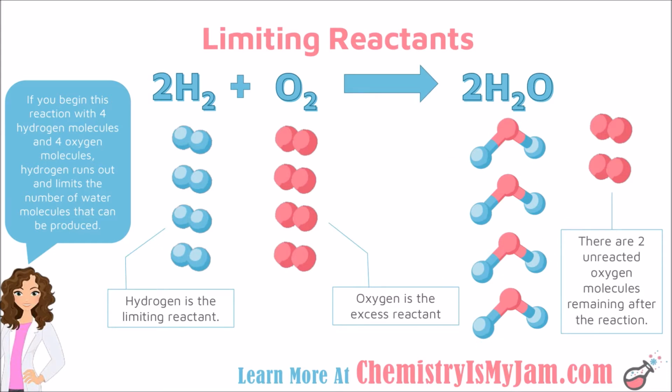The other thing that I notice is that there are 2 unreacted oxygen molecules after the reaction takes place. 2 of these guys didn't get used. So hydrogen was the limiting reactant. Oxygen is the excess reactant. So what I want to show you in this video is how you can recognize a limiting reactant problem, a few steps to help you identify your limiting reactant, and then how to solve the question.